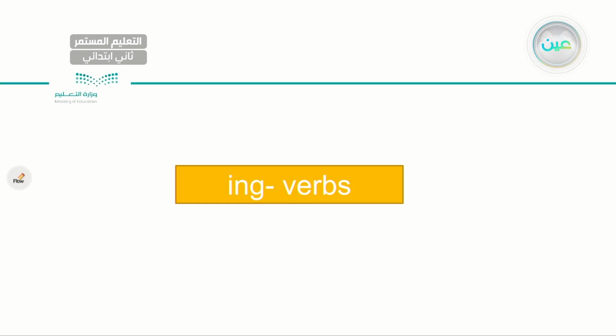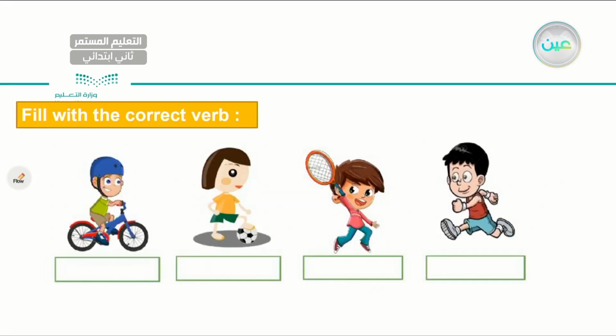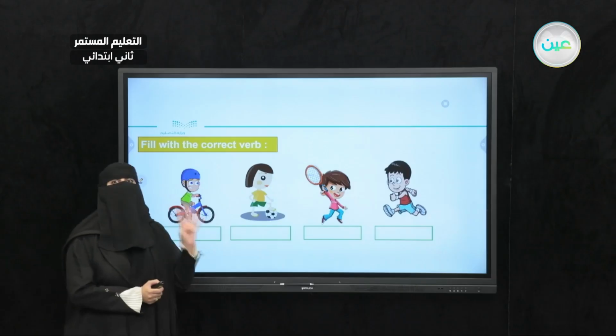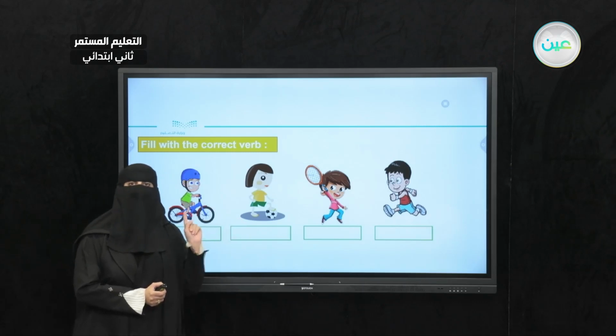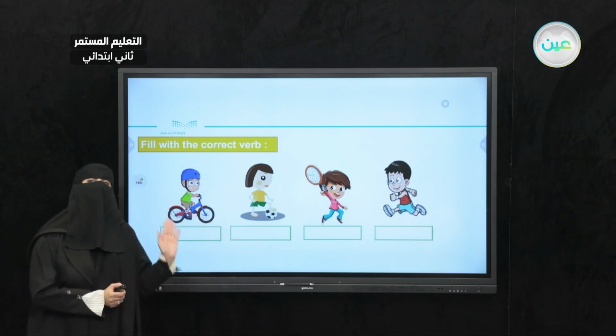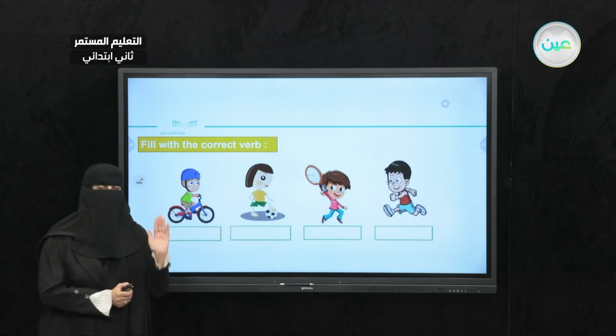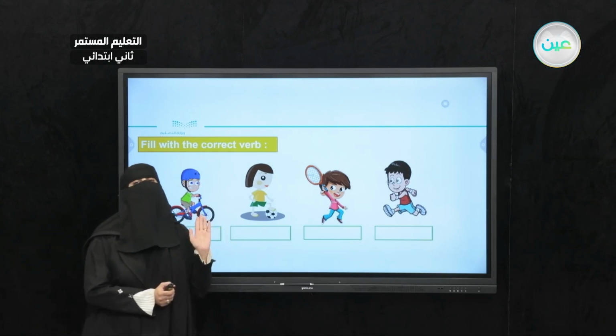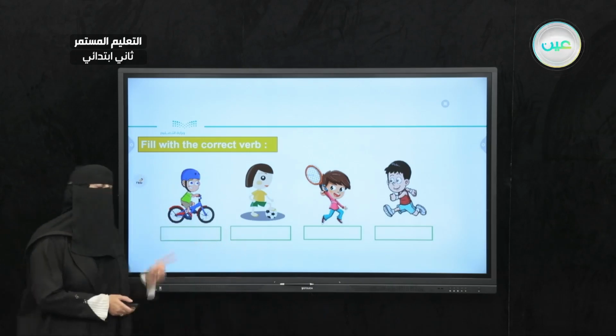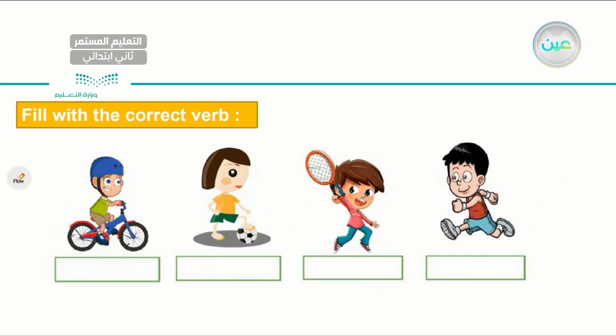Let's talk about ing verbs. We discussed so many ing verbs. Let's add more. Fill with the correct verb. Here I have 4 different kids doing 4 different activities. Let me ask you, what are they doing? By asking this question, what are they doing? I need the verb to end in ing.